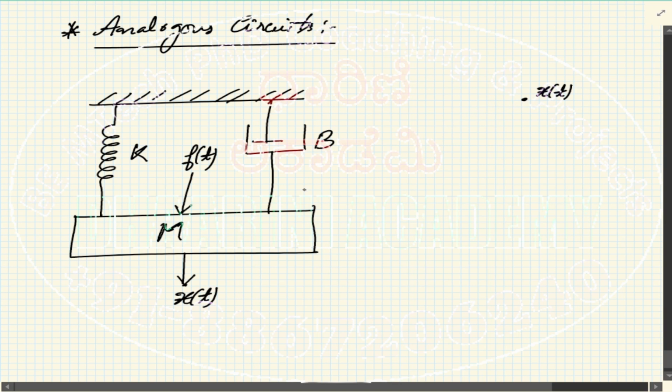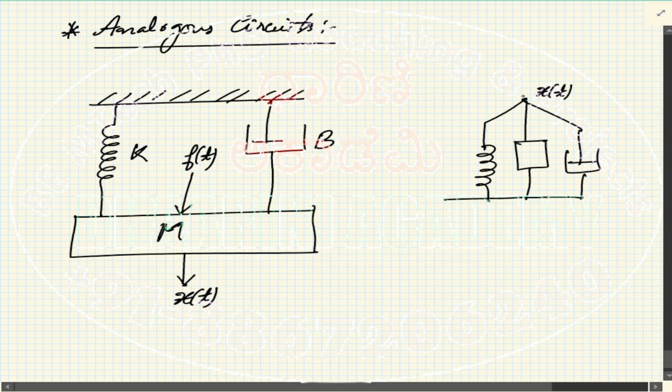To this displacement, I can see what components are connected. All three components are connected to the same node, right? There is a spring, there is a mass, and there is a damper, three connected to the same, and you are providing the input to this. This is f of t. So this is spring K, mass M, damper B connected to this.